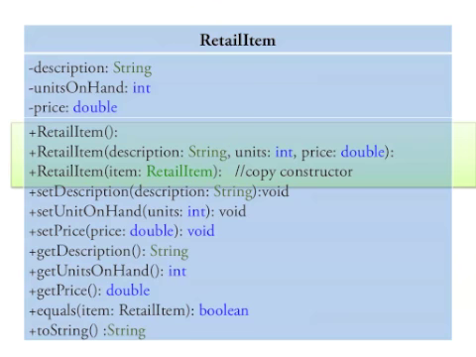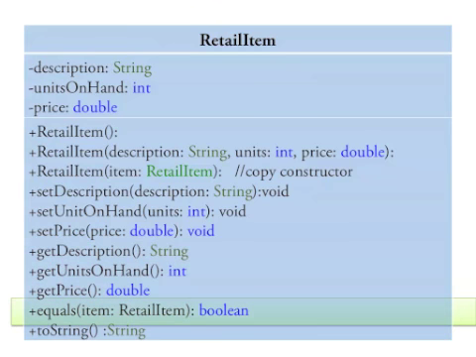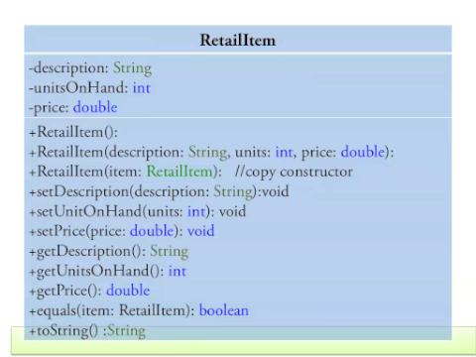Constructors, several constructors, including one copy constructor. Set methods for setting the instance fields. Get methods for getting the instance fields. An equals method that returns a Boolean that checks if the descriptions of two items match. And then a toString method.